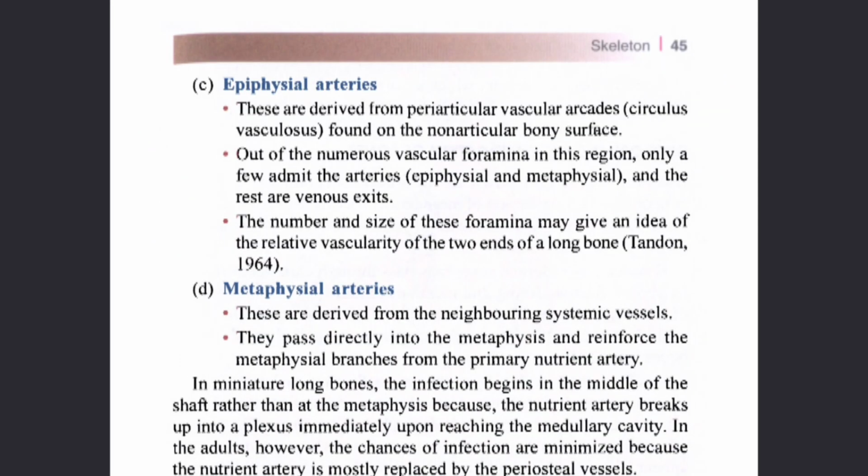Then we'll discuss the epiphyseal arteries. These are derived from periarticular vascular arcades found on the non-articular bony surface. Out of the numerous vascular foramina in this region, only a few admit the arteries and the rest are venous exits. The number and size of these foramina may give an idea of the relative vascularity of the two ends of a long bone. This is not so important, but you can study.